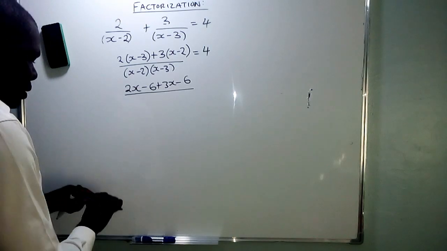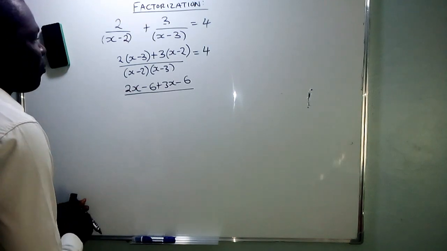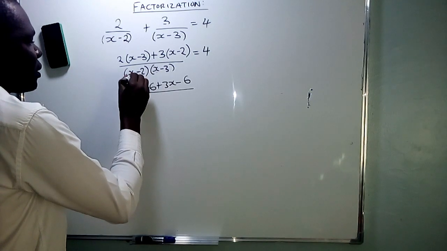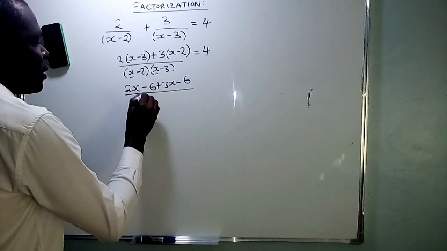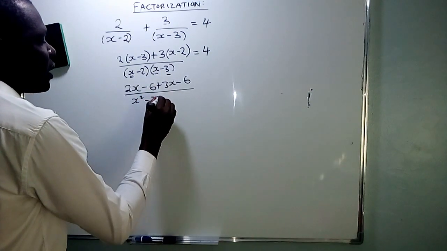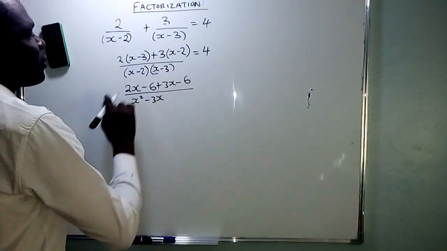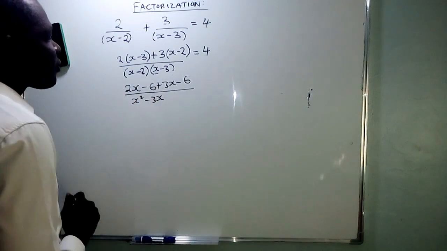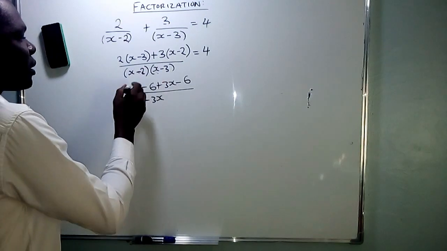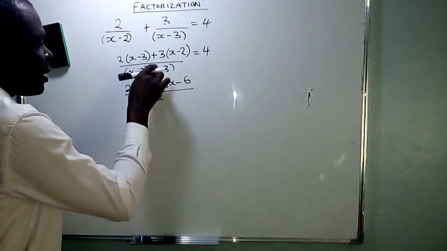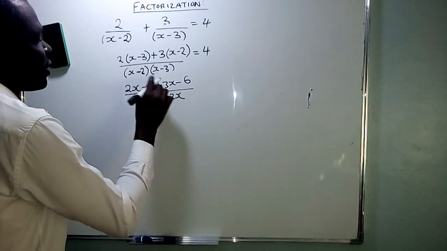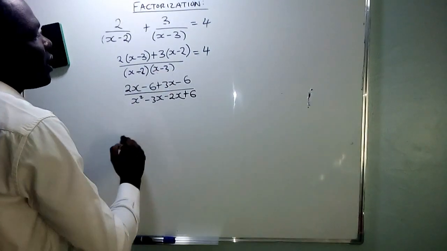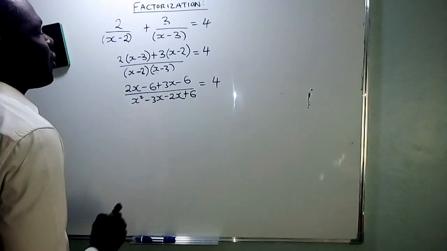If you expand the denominator, you start with the first factor of the first bracket and multiply it by all the factors in the second bracket. So x times x is x squared, x times negative 3, negative 3x. Then the second factor in the first bracket is negative 2. So negative 2 multiplies everything in the other bracket, isn't it? Negative 2 times x, negative 2x, then negative 2 times negative 3 is positive 6, is equal to 4.